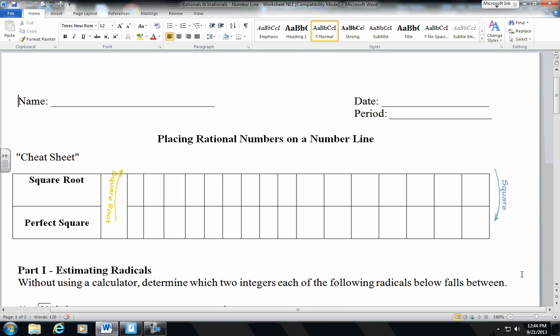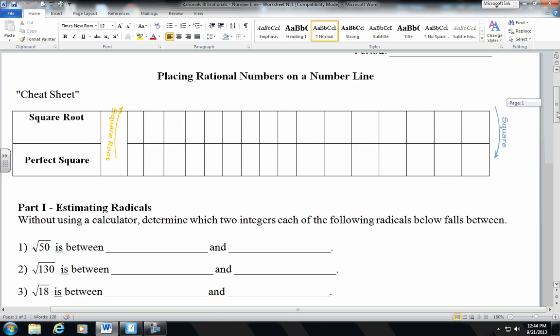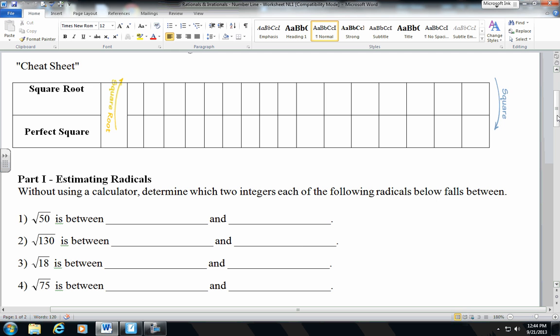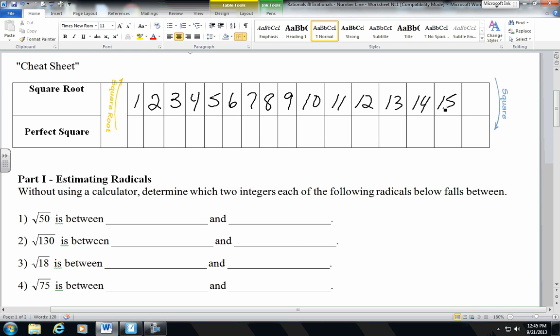We're going to look at placing rational numbers on a number line using estimating with square roots and perfect squares. So the first thing that we want to do is get this table filled in. Square roots, we're going to use all the whole numbers starting with 1 up to 20. So 1, 2, 3, 4, 5, 6. And then we're going to jump over 16, 17, 18, 19 and jump right to 20. So go ahead and fill that in on your paper.